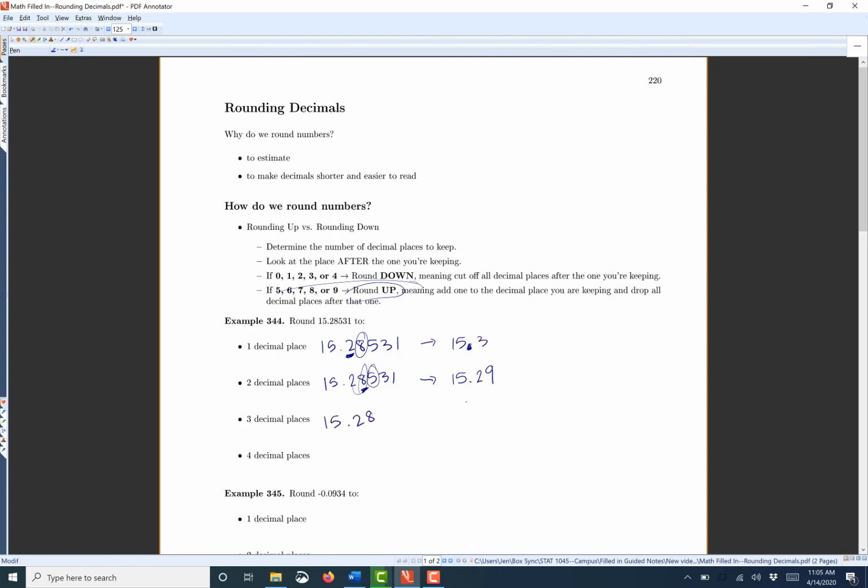For 3 decimal places, we know we need to keep this place, so we look at the number next to it. 3 is a small number, so we round down. That means we just keep it at the 5, so 15.285. And finally, 4 decimal places. 4 decimal places means we need to keep this, so we look at the next one. A 1 is small, that means round down, so keep our number. So 2, 8, 5, 3. That's how we would round to different decimal places.